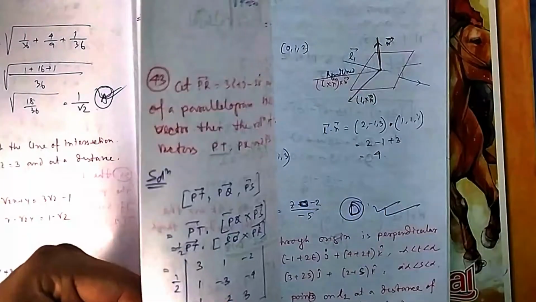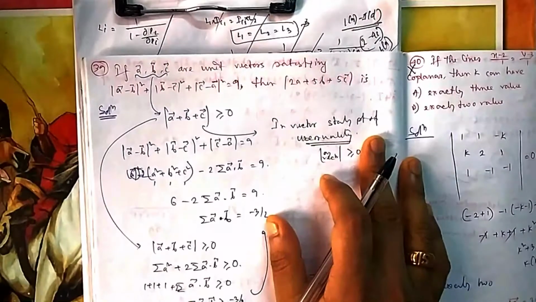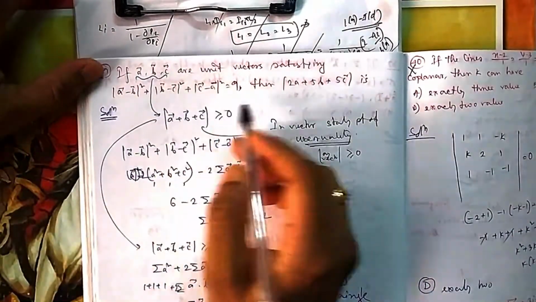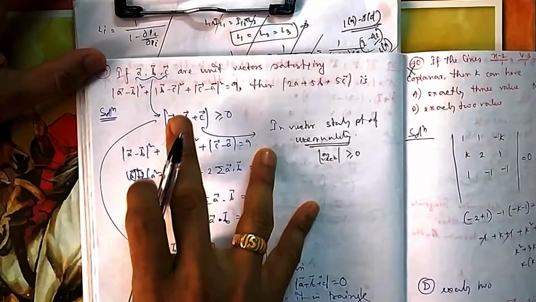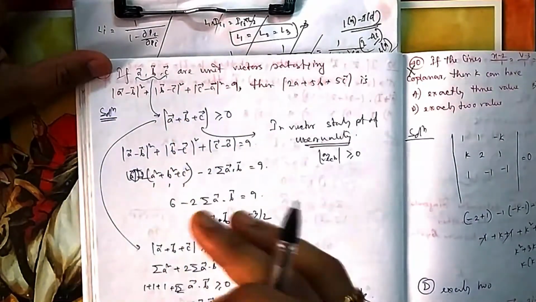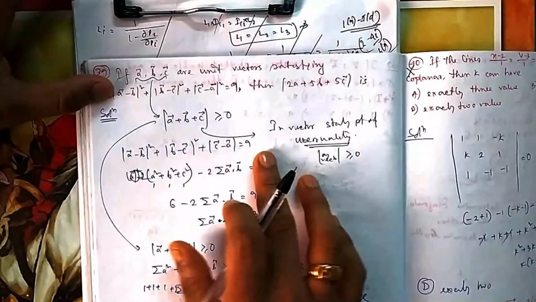Again, question number 38 is based on 3D. So if you come to 39: let A, B, C be unit vectors satisfying these conditions. We will come to this one later. We have already seen this type of example in one more example, so here also we will come back. But let's go to this one first. They have given this one.